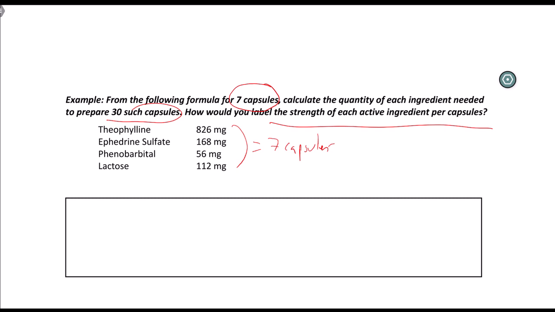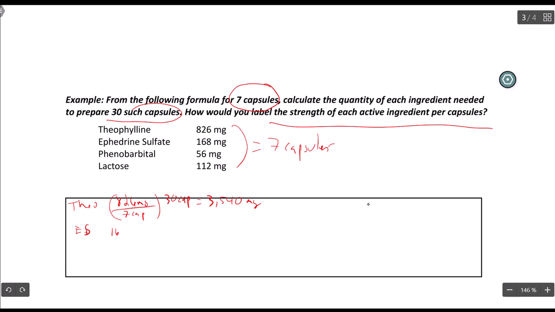So what we would do is, for the theophylline, we know that we need 826 milligrams every time we make 7 capsules. Well, we want to make 30 capsules. Our number would be 3,540 milligrams. The ephedrine sulfate, I'll call it ephedra, we want 168 milligrams every time we make 7 capsules. But we want to make 30 capsules. That number should give us about 720 milligrams.